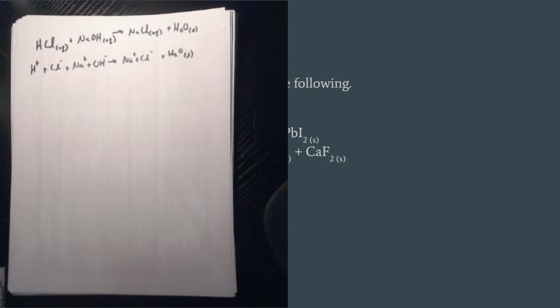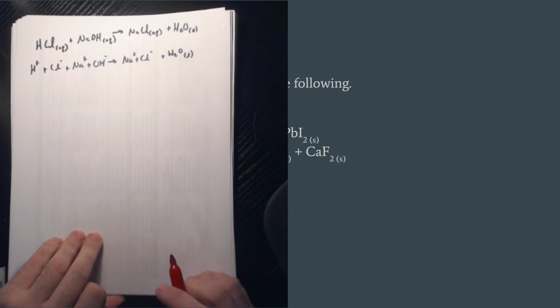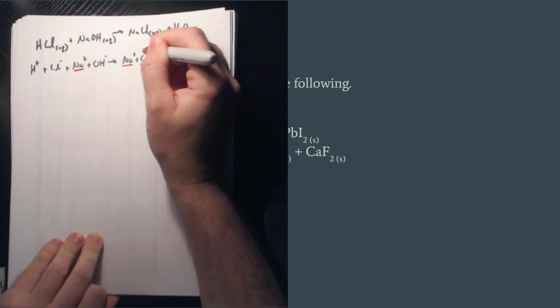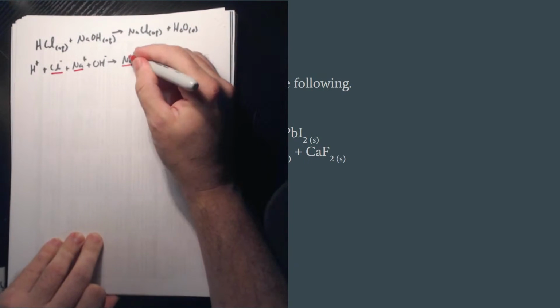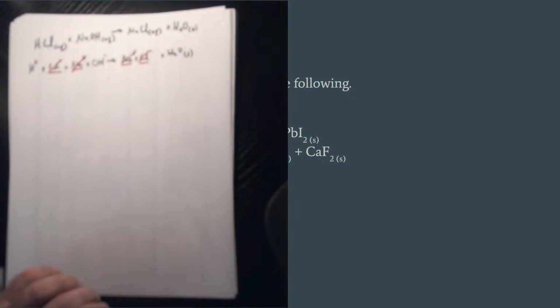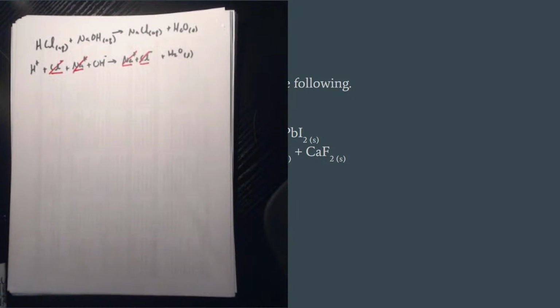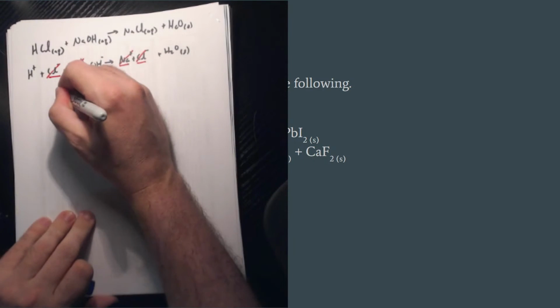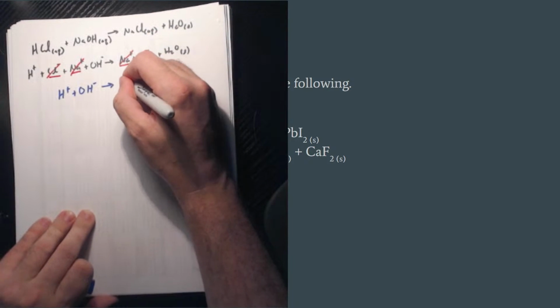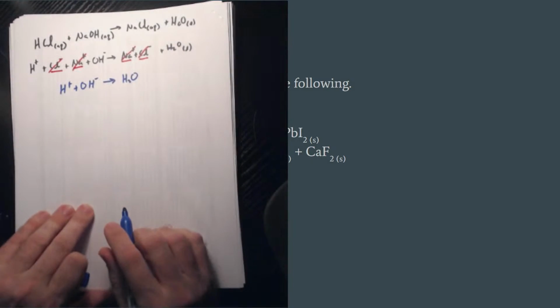So now we just go through and we identify our spectator ions. We have sodium and chloride. So those guys are spectators. They just watch. We're going to get rid of them. And that is how we'll get our net ionic equation: H plus and OH minus coming together to make H2O.